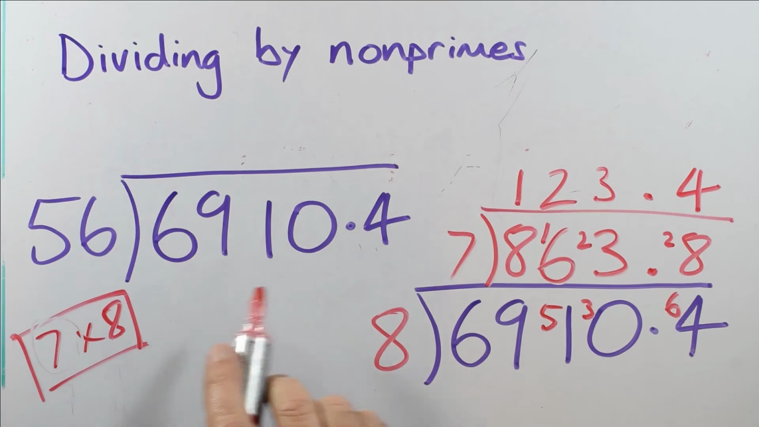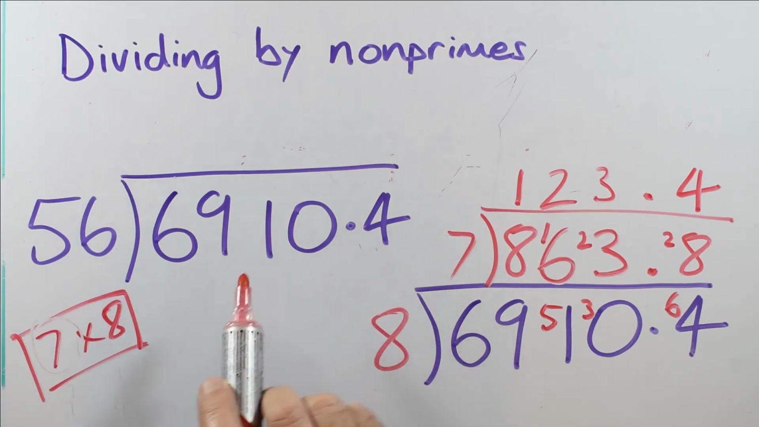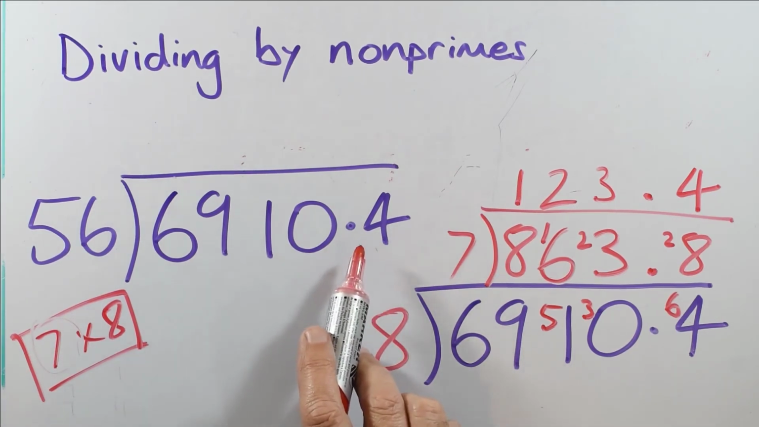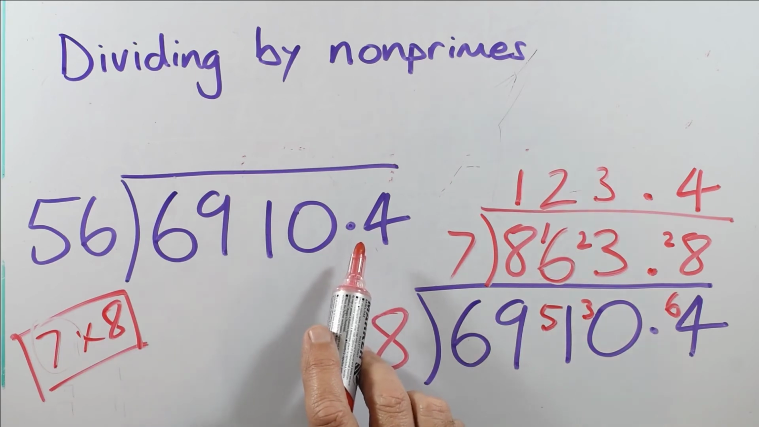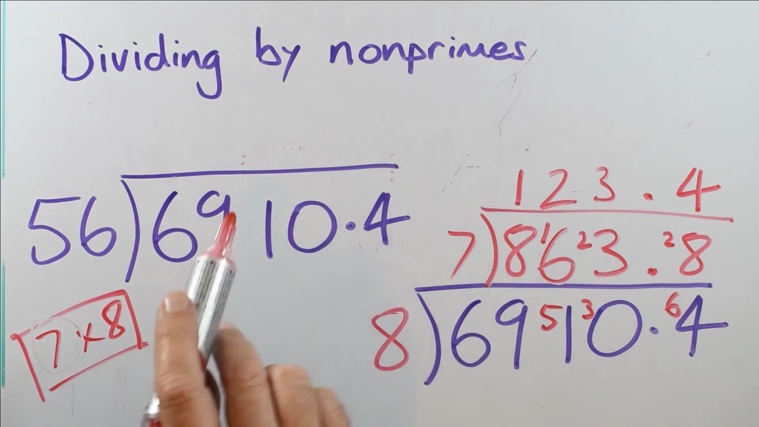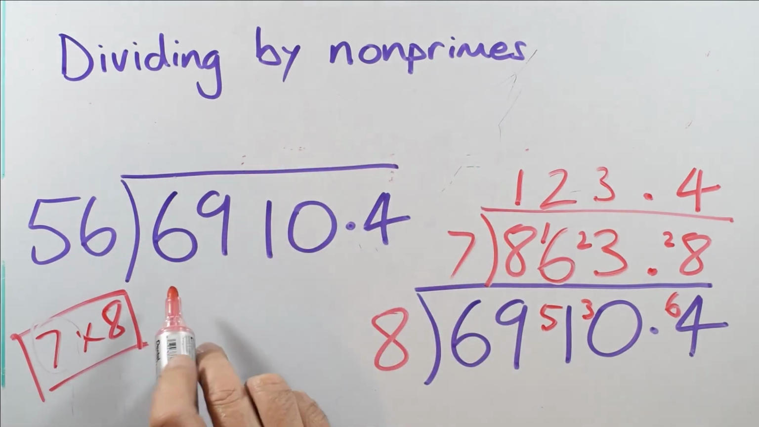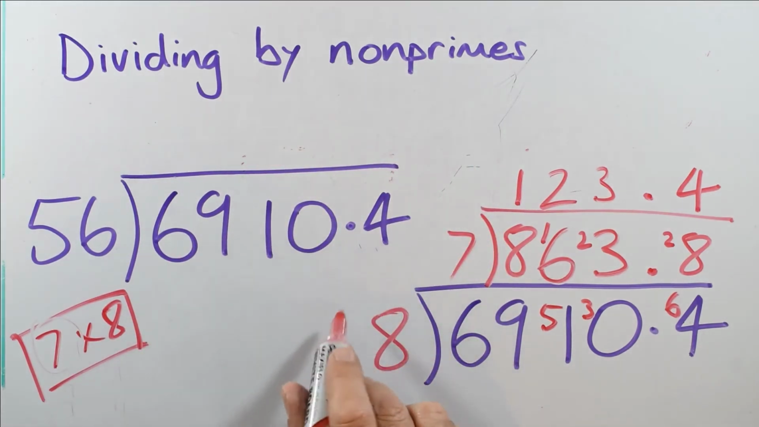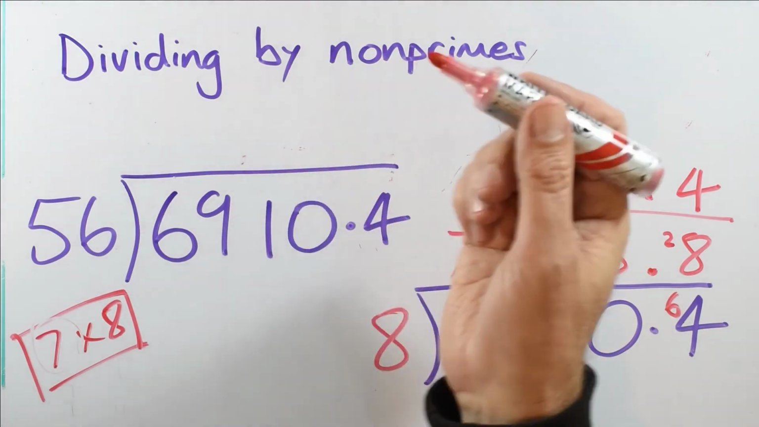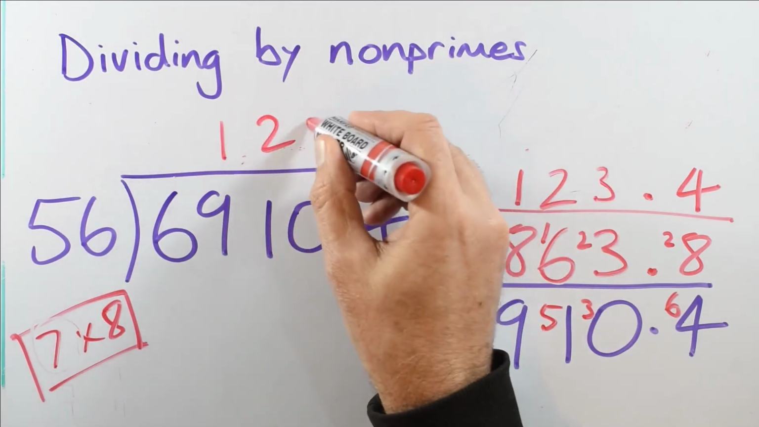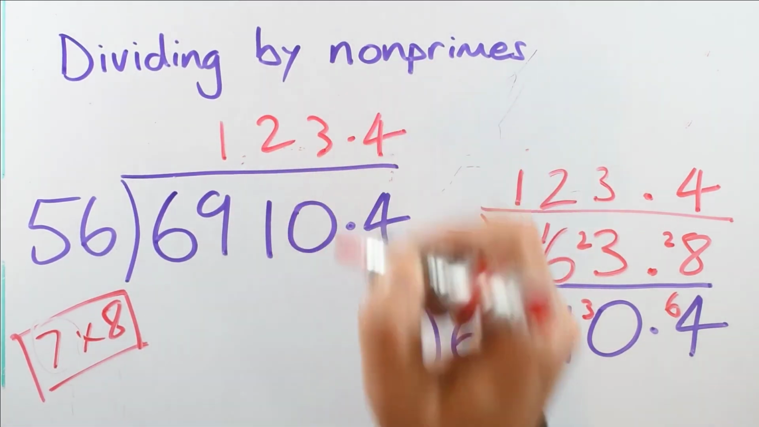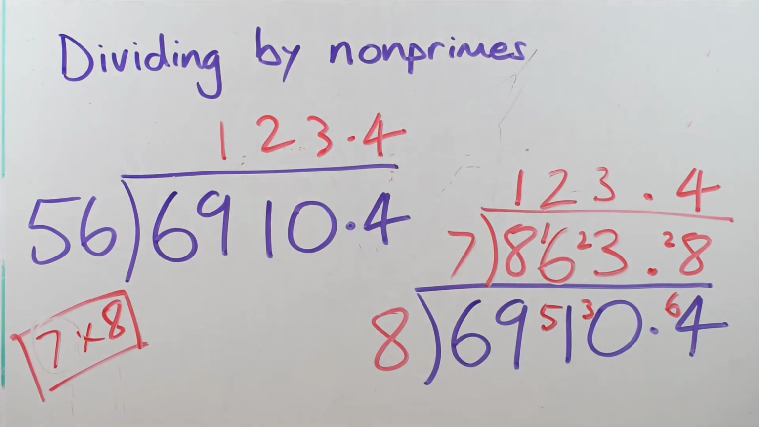Oh, so it doesn't look very likely because I'm dividing all of this by 56, but you end up with the same decimal here, but that's just in this case a coincidence. So my answer to 6,910.4 divided by 56 would be 123.4. How about that?